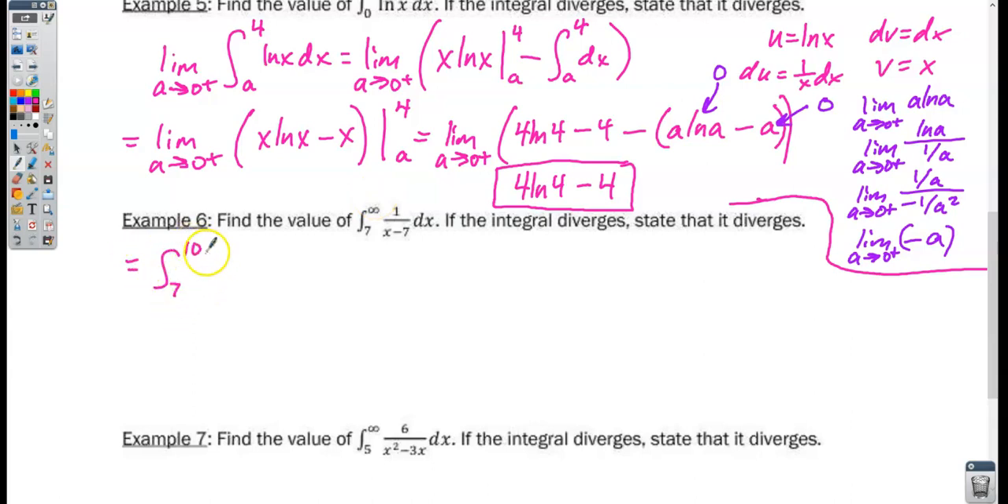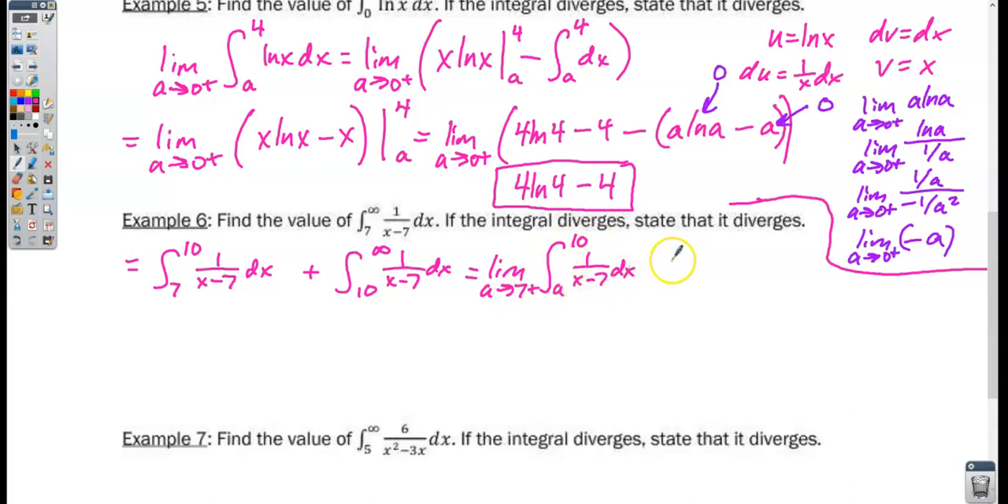So this is equal to the integral from 7 to 10 of 1 over x minus 7 dx plus the integral from 10 to infinity of 1 over x minus 7 dx, which is equal to the limit as a goes to 7 from the right of the integral from a to 10 of 1 over x minus 7 dx plus the limit as b approaches infinity of the integral from 10 to b of 1 over x minus 7 dx.